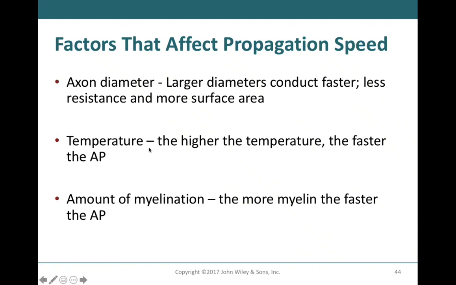With temperature, as we will most often see, the higher the temperature, the faster the action potential will fire. Most things, when we increase the temperature, will move a lot faster, and the action potential is no different. And lastly, the amount of myelination. Myelination is just our insulation formed by our Schwann cells in the peripheral nervous system. The more myelin we have, the more insulation we have, and the faster that action potential is going to propagate.